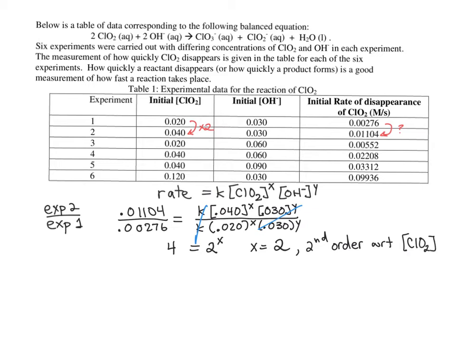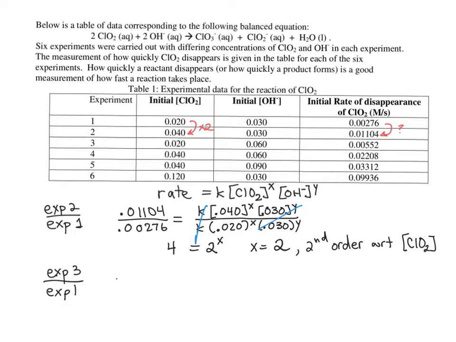And we can do a similar calculation to figure out the order, or the exponent, on the hydroxide in the rate law. For that comparison, I could either do experiment 1 and 3, or I could do experiment 4 compared to experiment 5. I need something where the ClO2 concentration is the same, but the hydroxide concentration changes. So I'm going to choose experiment 3 compared to experiment 1. But again, multiple choices are okay.